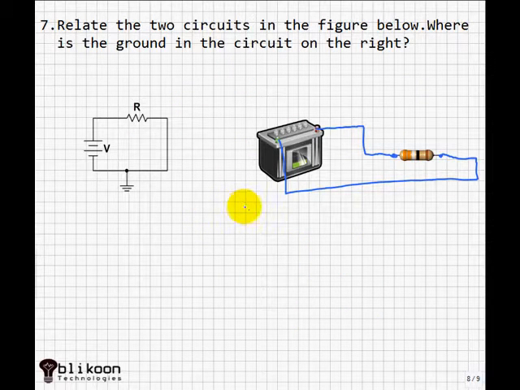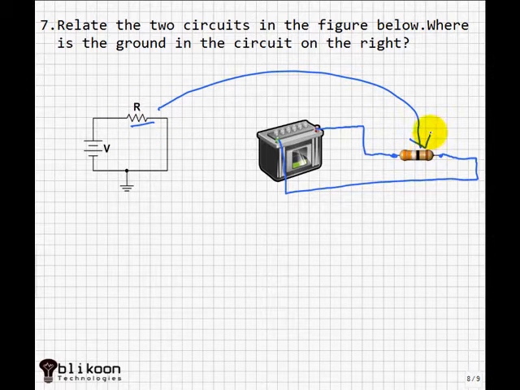Relate the 2 circuits in the figure below. Where is the ground in the circuit on the right? On the left, we have a schematic for our circuit. On the right, we have circuit components connected together. Our resistor in the schematic corresponds to the resistor. The voltage source relates to the voltage source here.